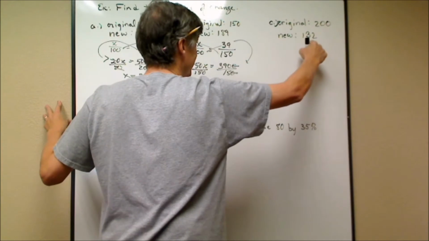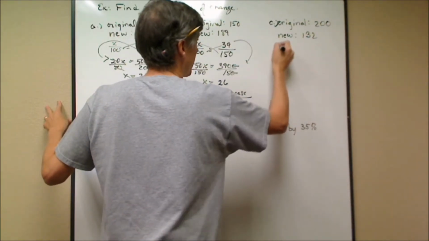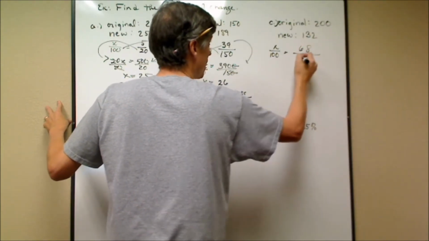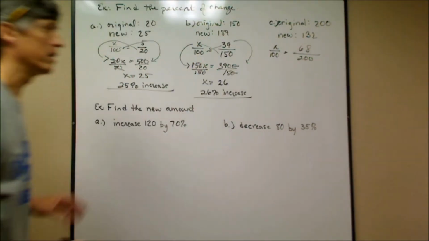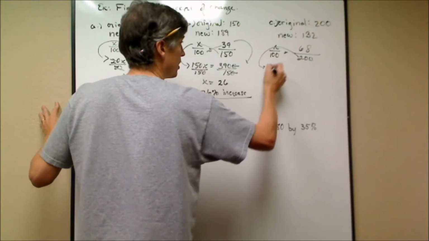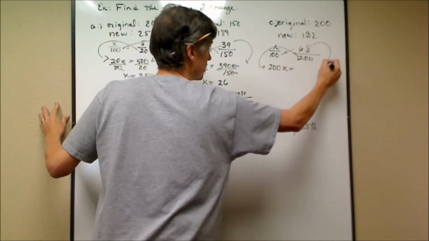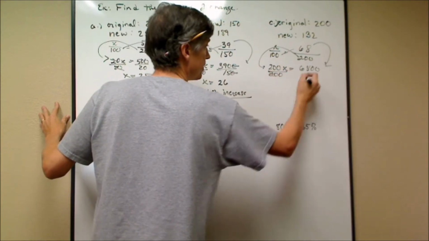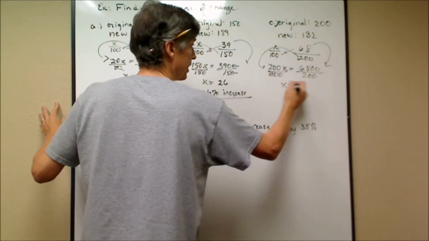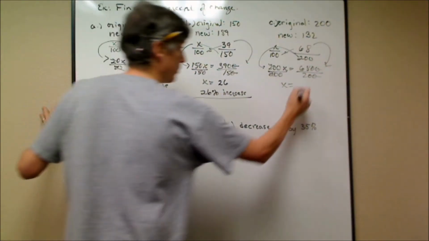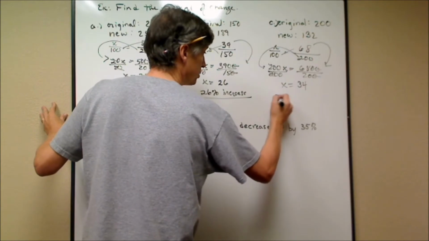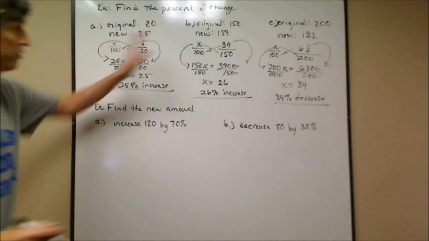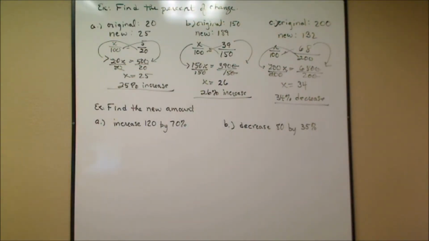Here I'm going from 200 down to 132. This is going to be a decrease. X over 100 equals, the difference between the two is 68. I'm going to put that and compare it to the 200 original amount. Now I'm going to cross multiply. 6,800, divide both sides by 200. And I get x equals, I can knock off 2 zeros top and bottom, 68 divided by 2, 34. So that's a 34% decrease this time. So these first three examples show you how to find the percent of change using the formula from before.